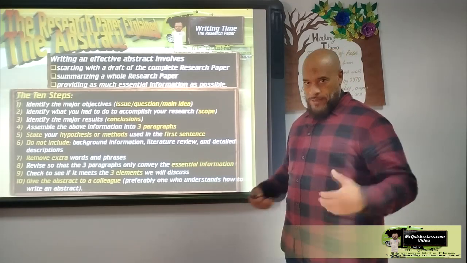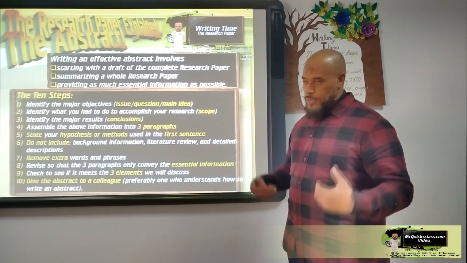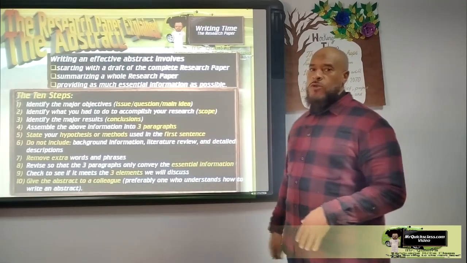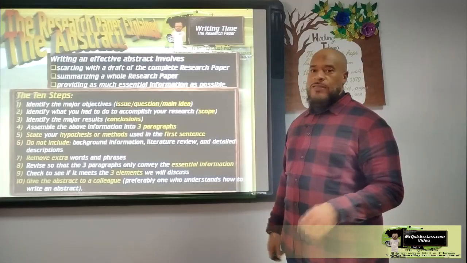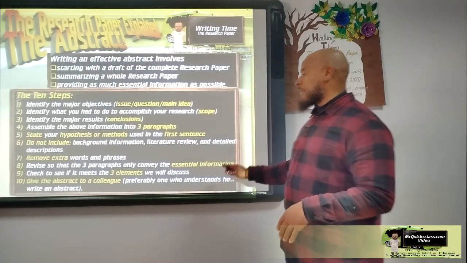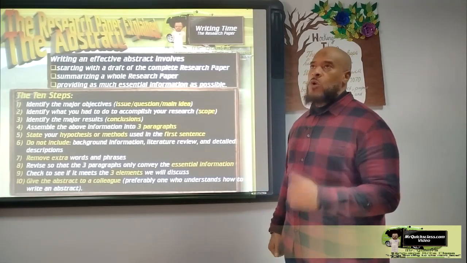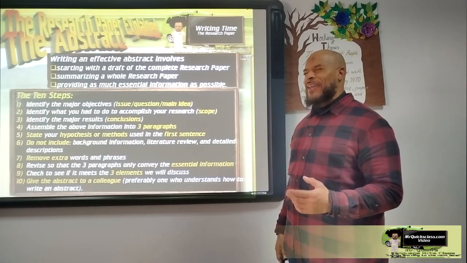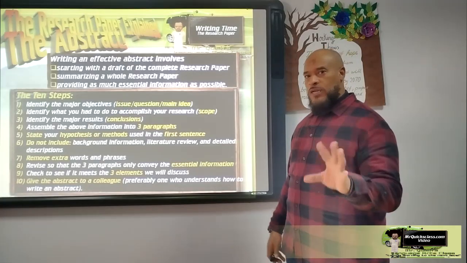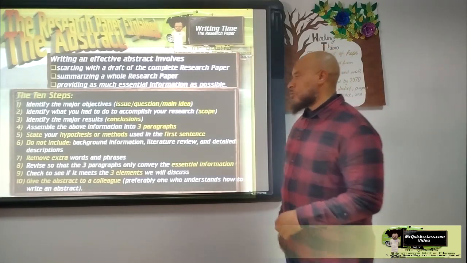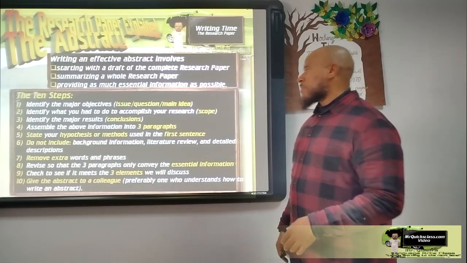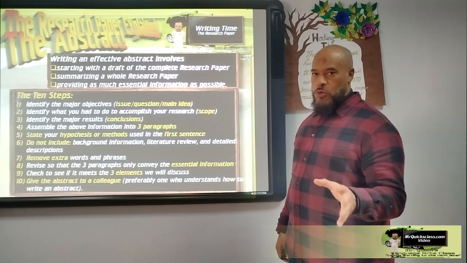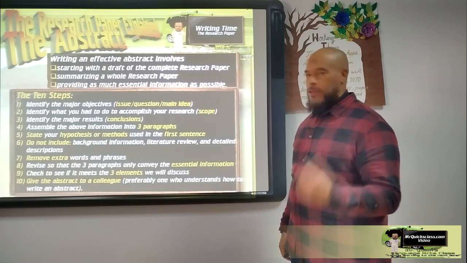So when you're doing the editing, if you're taking my advice and writing without thinking about the word count, you're going to remove extra words or phrases. You're going to revise the three paragraphs to make sure they convey the essential information. You don't want to edit out the important stuff. You want to edit out just the fluff and the unnecessary phrases that we often use when we're writing. Then check to see if it meets the three elements, and I'm about to show you what the three elements of an abstract are in just a second.